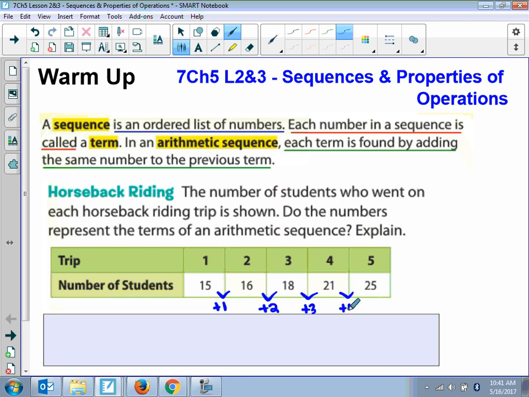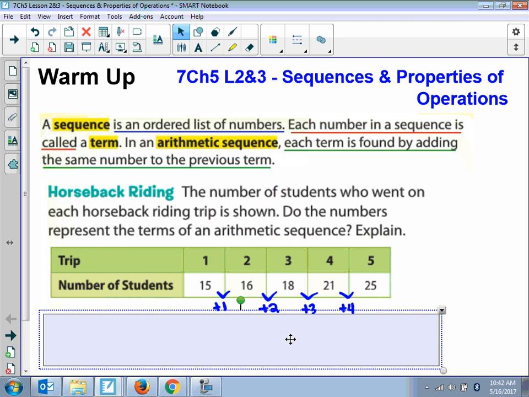Plus 4. So, the question is, do the numbers represent the terms of an arithmetic sequence? Do they? No. Because in an arithmetic sequence, each term is found by adding the same number to the previous term. So here we're adding 1. Here we're adding 2, then 3, then 4. So is this an arithmetic sequence? No, it's not. Very good.